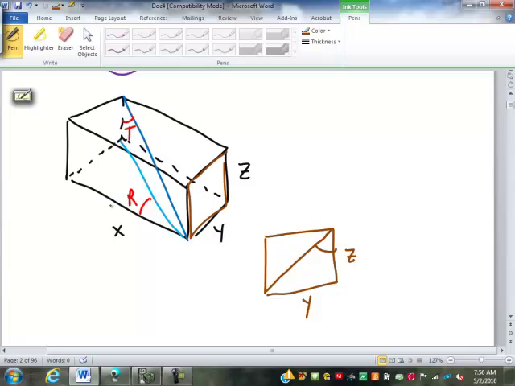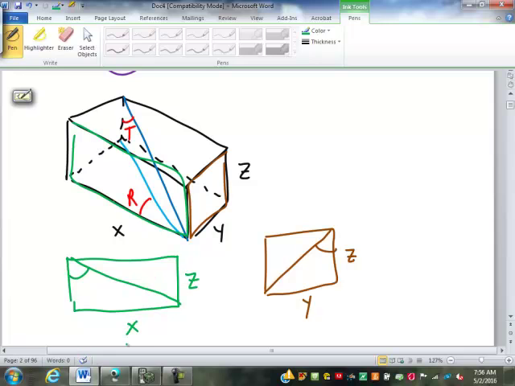Then you're looking at this side over here. Here's that hole, and you're given this angle. Well, here's still Z. This is now X. So all you're doing is you're using Z and those angles to find X and Y.